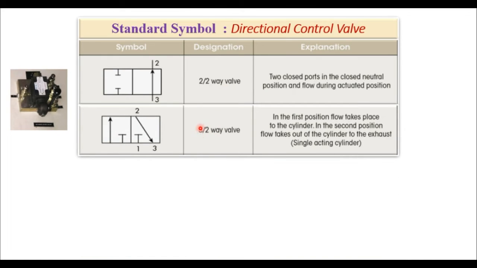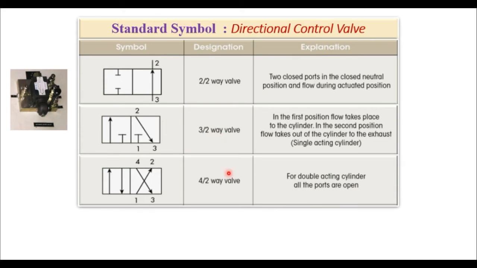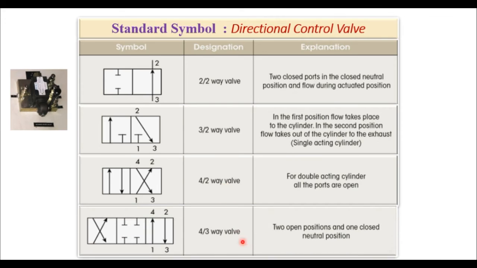Now the first figure indicates the number of ports. 3 represents ports 1, 2, 3. And how many switching positions? 2 switching positions. So the first number indicates the number of ports, the second the number of positions. So this is a 3 by 2 valve. 4 by 2: 4 represents 4 ports, 1, 2, 3, 4. Most of the time you will see P, T, A, B: P power, T tank port, A actuator, B rod end side of the actuator. 4 by 3, 4 port, 3 position.